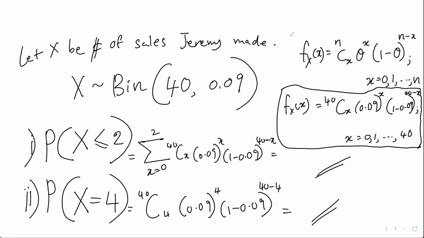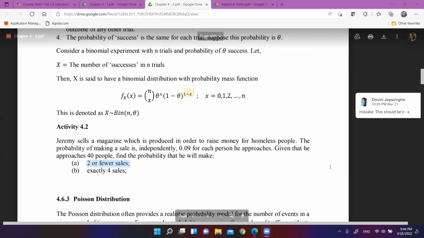Okay. So that is an example of binomial distribution. Next one, Poisson distribution.